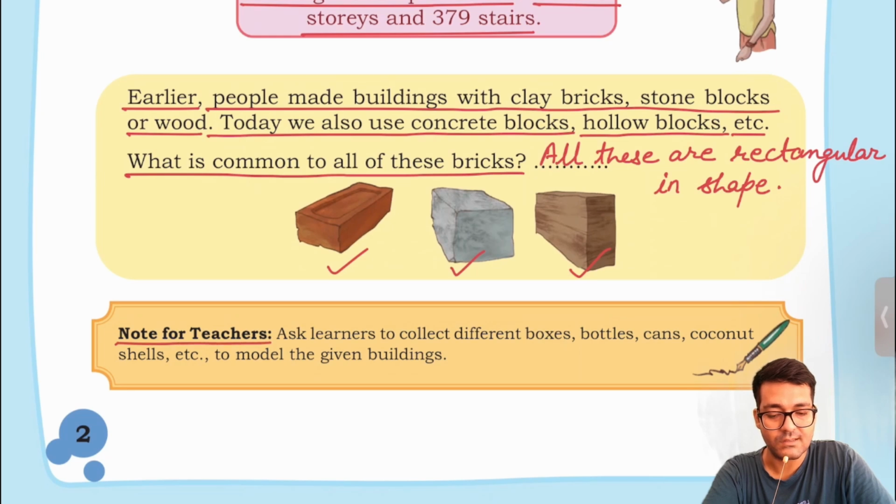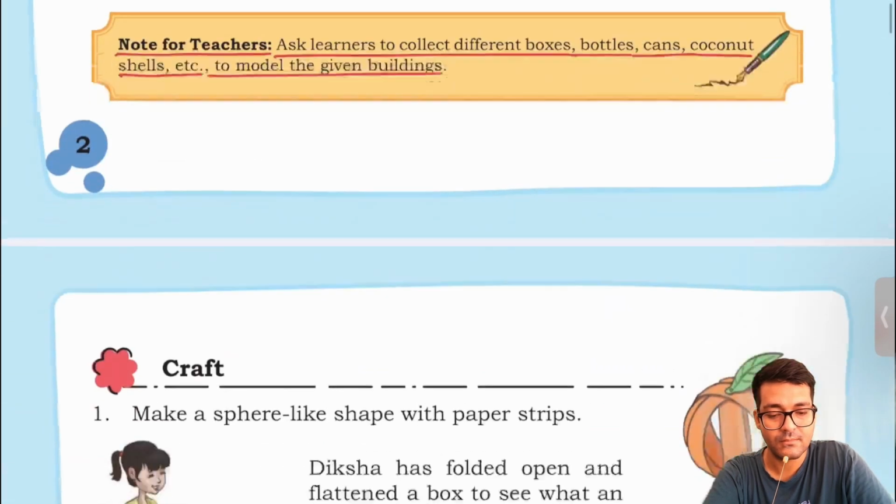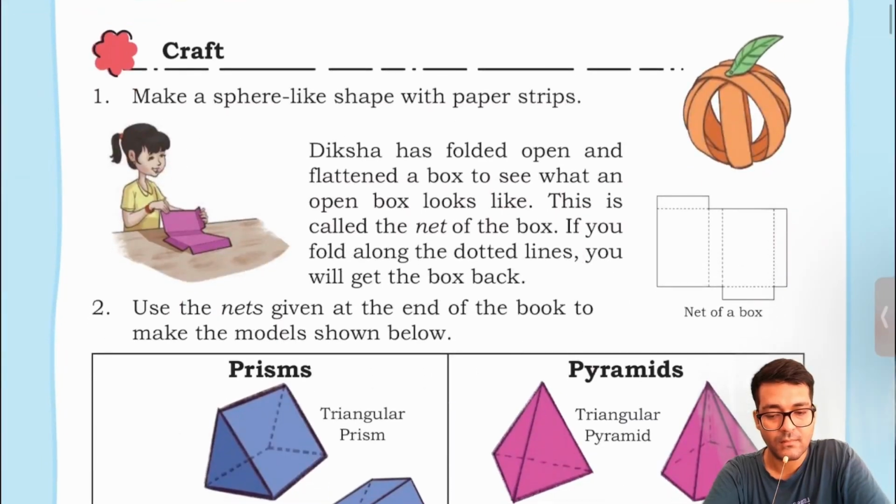Note for teachers. Ask learners to collect different boxes, bottles, cans, coconut shells, etc. to model the given buildings. Craft 1. Make a sphere-like shape with paper strips, like this.